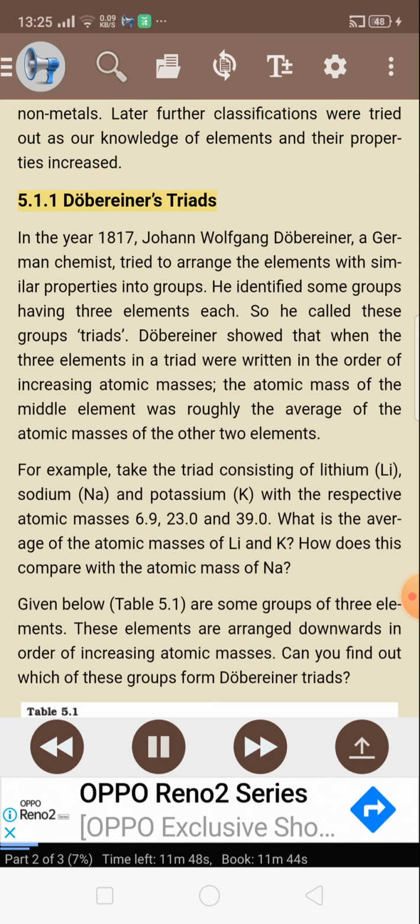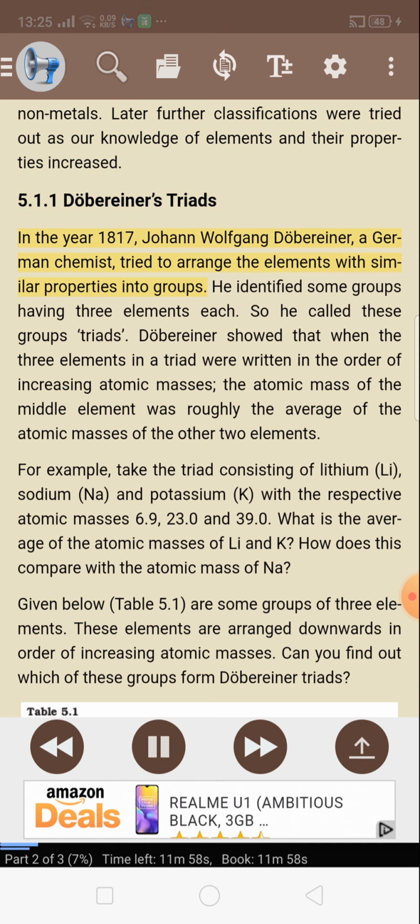5.1.1. Dobereiner's triads. In the year 1817, Johann Wolfgang Dobereiner, a German chemist, tried to arrange the elements with similar properties into groups. He identified some groups having 3 elements each. So he called these groups triads. Dobereiner showed that when the 3 elements in a triad were written in the order of increasing atomic masses, the atomic mass of the middle element was roughly the average of the atomic masses of the other 2 elements. For example, take the triad consisting of lithium, Li, sodium, Na, and potassium, K, with the respective atomic masses 6.9, 23.0, and 39.0. What is the average of the atomic masses of Li and K? How does this compare with the atomic mass of Na?